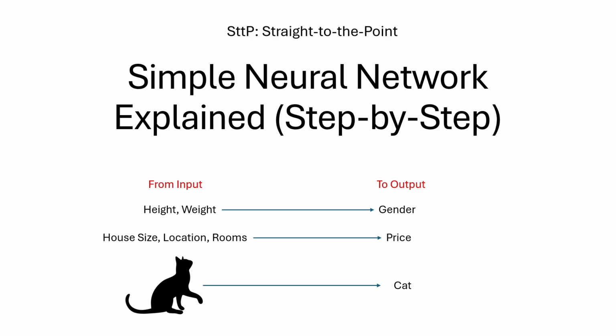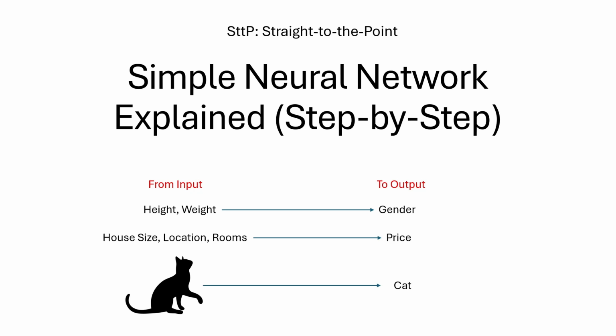Today we will see how a simple neural network works, using simple terms and examples, so you can understand what happens behind the scenes when you copy and paste code blindly from ChatGPT. The aim of a neural network is to guess something called an output from an input. For example, guess the gender given the height and weight. Guess the price of a house given its size, location, and number of rooms. Guess the animal given the image.